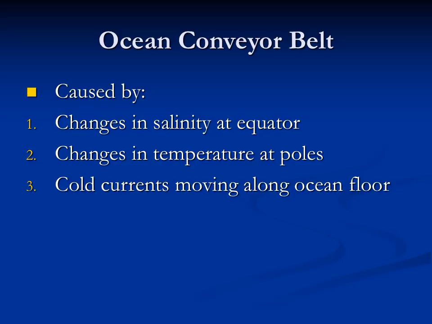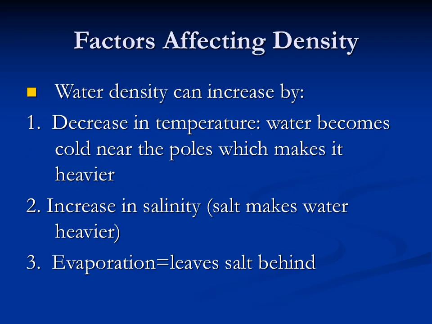So the ocean conveyor belt never changes its shape, and it's caused by these 3 things. It's caused by the amount of salt at the equator, which is called salinity, and it's caused by changes in temperatures at the poles. The colder currents move along the ocean floor because cold water is more dense.